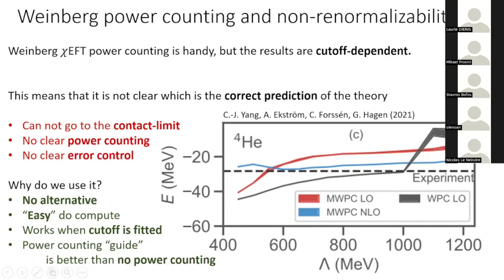One would say, okay, it's the largest cutoff you can take, and this is here, but probably it was better to stay in this region of cutoff, and that's why many people are tempted to just fit the cutoff, the best cutoff that you can get to reproduce the physics. But if you do this, you are not anymore in the contact limit, so you lose the power counting and the error control of your theory.